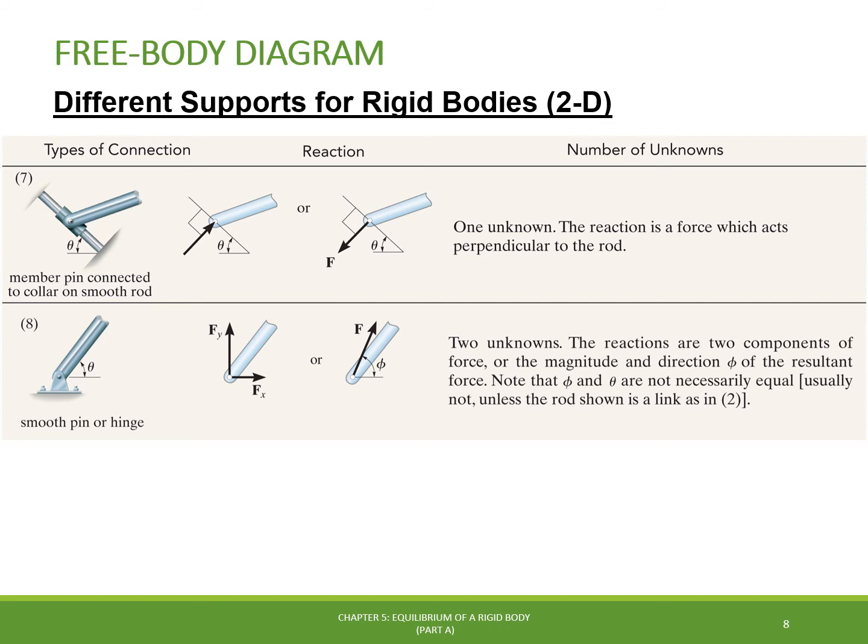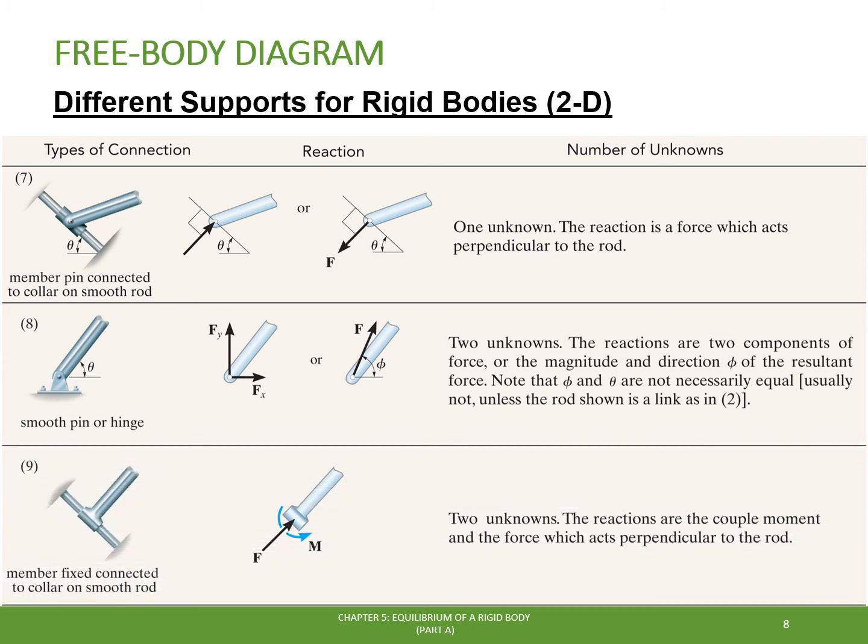causing a reactive force that has two components, one in the x and other in the y direction. However, the connecting member has some freedom to rotate along the pin axis, depending on the configuration of the system. The ninth type of connection considers a member fixed connected to a collar on a smooth rod, in which the restriction causes a reactive couple moment and a reactive force acting perpendicular to the rod.